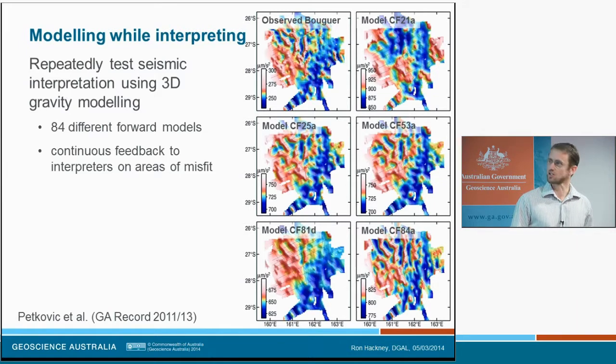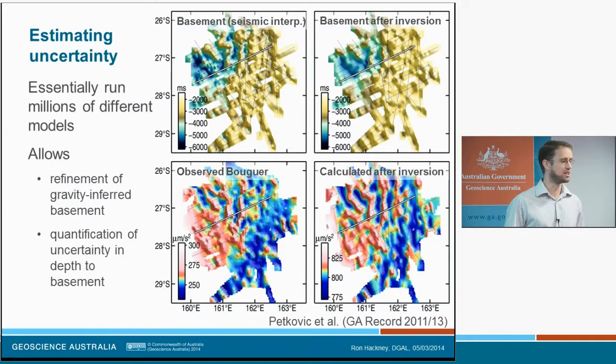We can take it an extra step if we do some inversion modelling, testing a whole range of models to get some kind of handle on the uncertainty in the pick to the depth of the basement. Essentially this process allows us to run millions of different models with slightly varying physical properties each time. What's shown in this image on the left again is this basement depth from the seismic interpretation. On the right is what we get from the gravity model after this inversion.